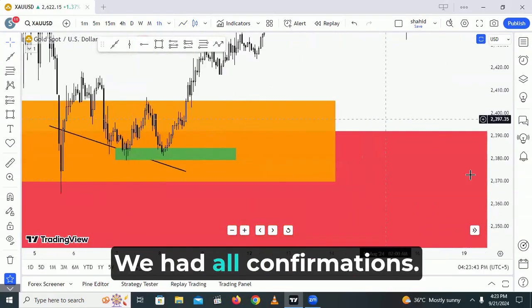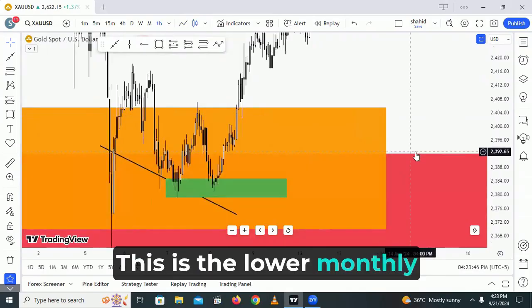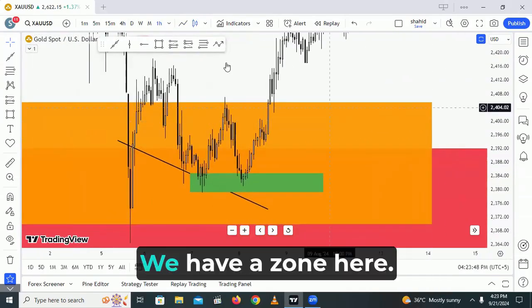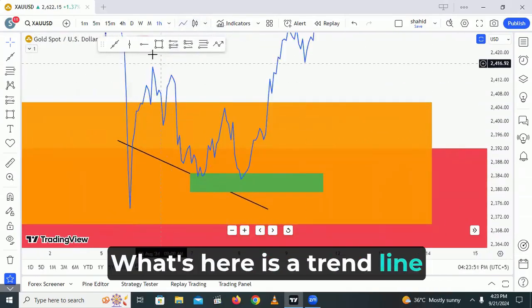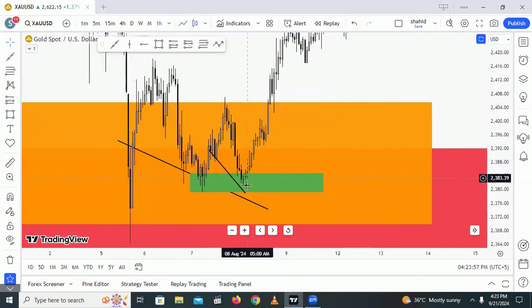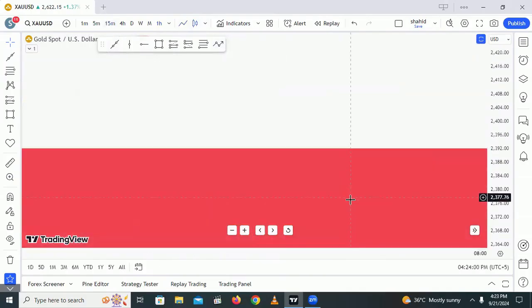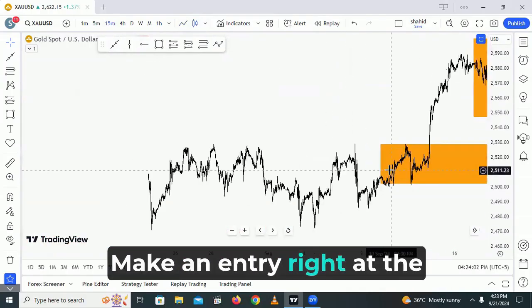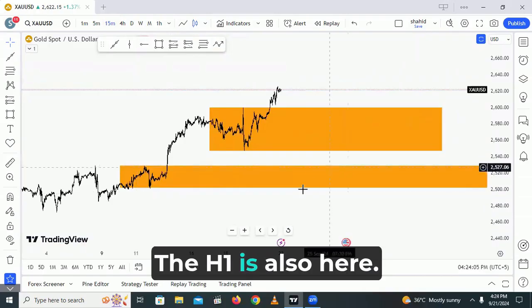We had all confirmations. This is the lower monthly and weekly zone. We have a zone here. What's here is a trend line we have. If you look here, when the market comes, you can make an entry in 15 minutes. Make an entry right at the peak on this zone. The H1 is also here.